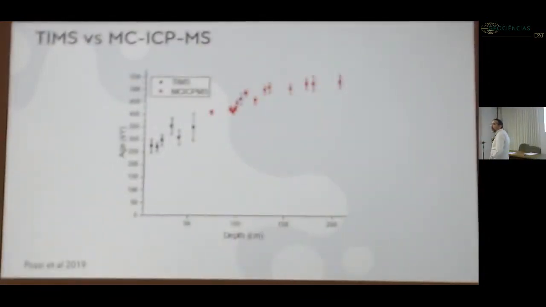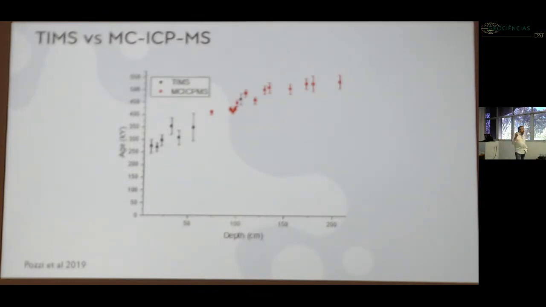A more direct approach to what we're doing with stalagmites. This is a paper from Possee 2019, and they have this stalagmite that was initially dated by TIMS and later on was dated with multi-collector ICP-MS. So there's a mixture of multi-collector and TIMS data. The multi-collector ICP-MS ages are in red, and the TIMS ages are in black. This is the age model for that stalagmite, and immediately you can tell that there's a difference between TIMS and multi-collector ICP-MS.